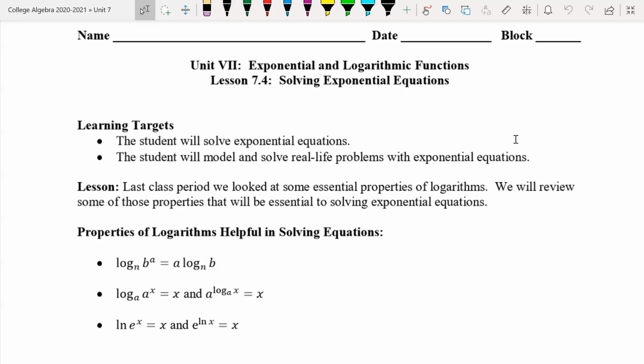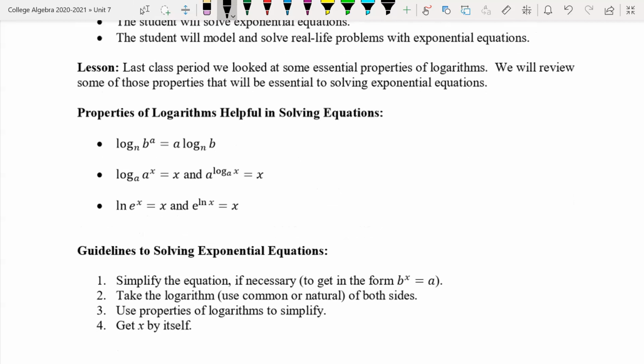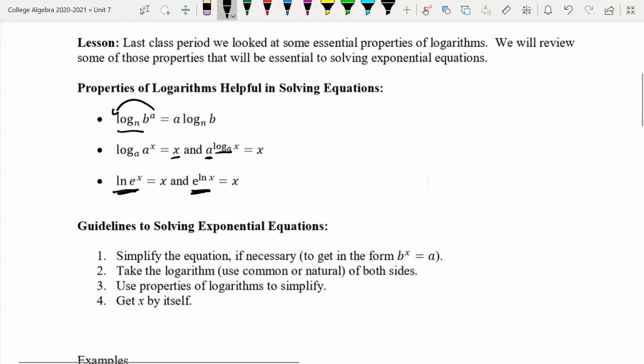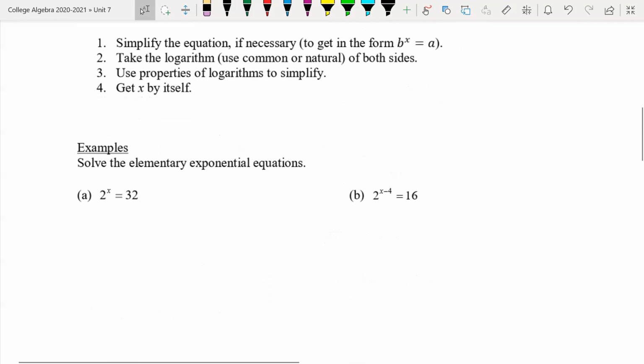So last class period we looked at some essential properties of logarithms. We'll review some of those properties that will be essential to solving exponential equations. So in logarithms, don't forget the exponent is going to go out front. If they have log base a and the base of the exponential equation is the same thing, it's just going to be x, or vice versa. If it's a base raised to a log base and they're the same, it's just going to be x again. And then natural log and common base e are going to cancel each other out, so it's just x as well. So those are just some helpful things to help you solve exponential equations.